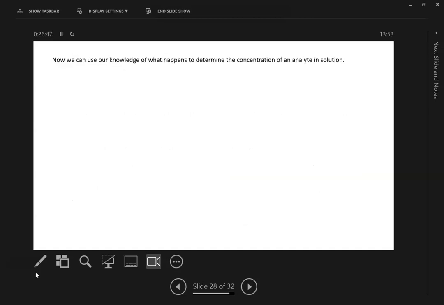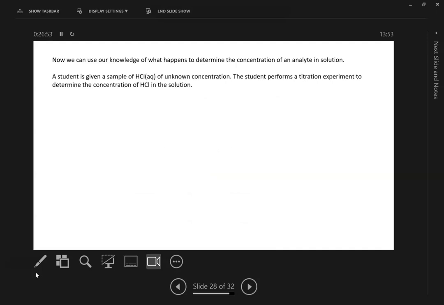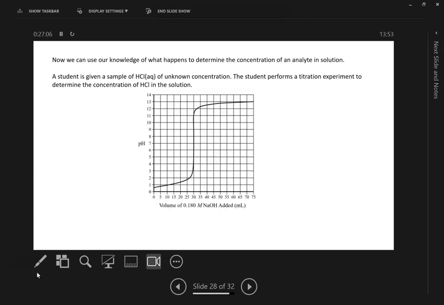Okay, now we can use our knowledge of what happens to determine the concentration of an analyte in solution. All right, a student is given a sample of hydrochloric acid of an unknown concentration and performs a titration experiment to determine what the concentration is. So here is the titration curve that this student has.